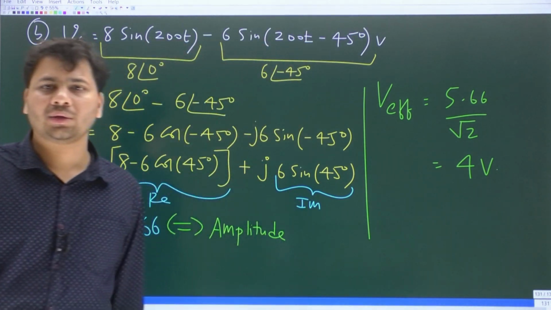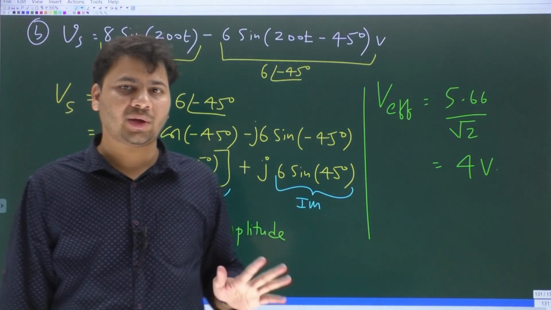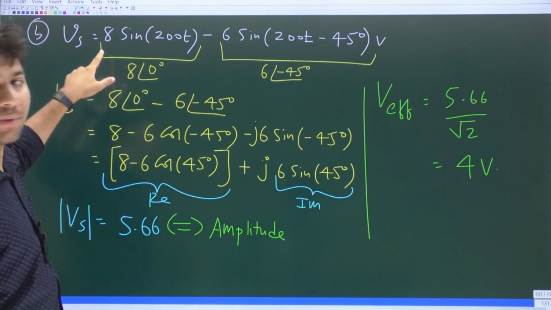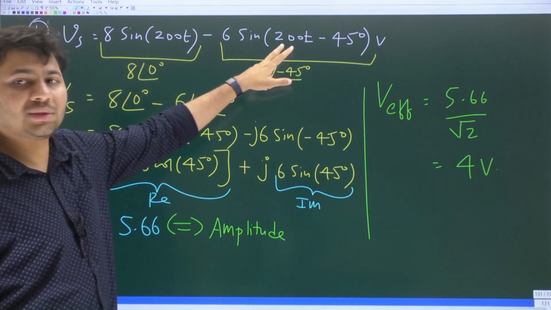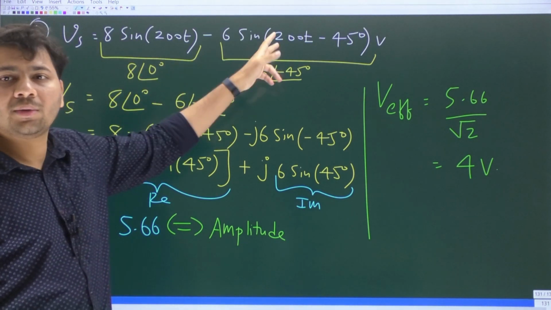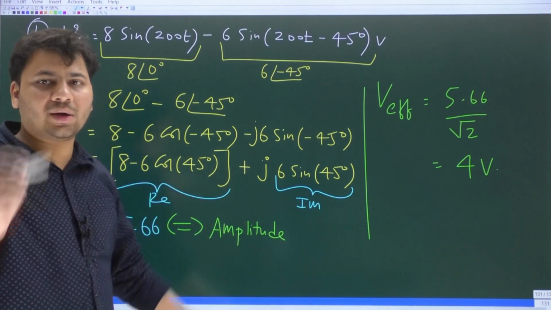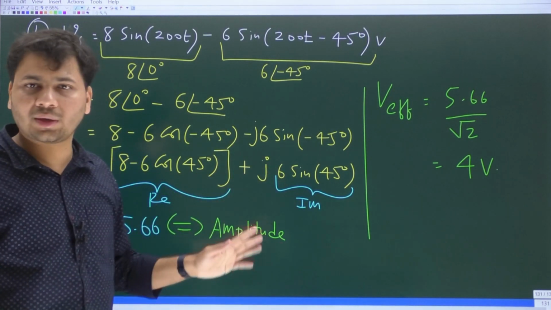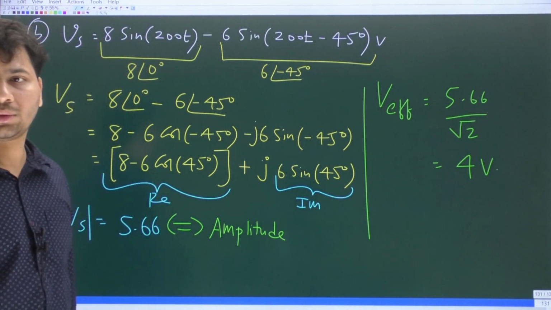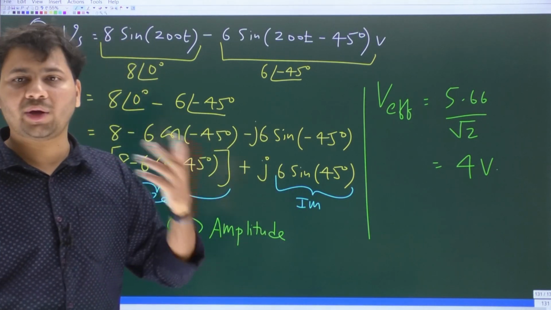Is it clear? Because both are at the same frequency, you cannot say that for this first term the RMS value is 8 by root 2, for this component the RMS value is 6 by root 2, then take 8 by root 2 squared plus 6 by root 2 squared, and take square root to get the answer. That won't work in this case because both the components are at same frequency. So the answer would be 4.